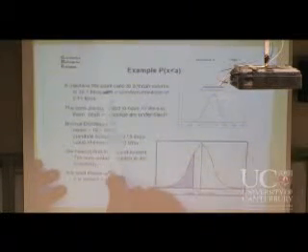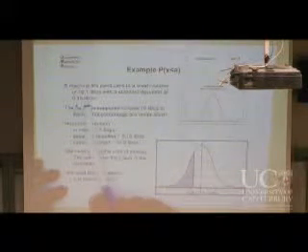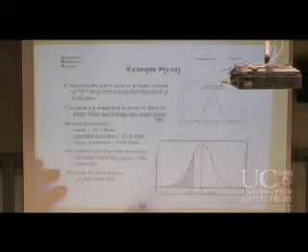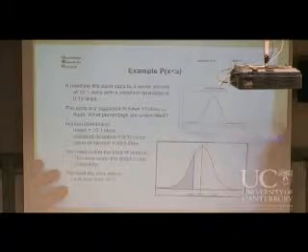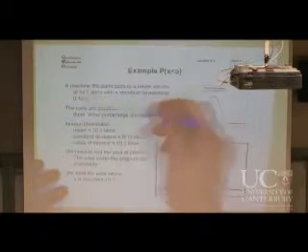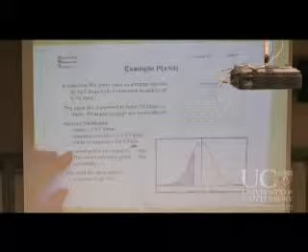A machine fills paint cans to a mean volume of 10.1 litres with a standard deviation of 0.15 litres. The cans are supposed to have 10 litres in them. What percentage are underfilled? Okay, so we've got a picture here of the normal distribution with a mean of 10 and a standard deviation of 0.15. And our value of interest here is 10 litres. So we want to know how many of them are going to be under 10 litres.